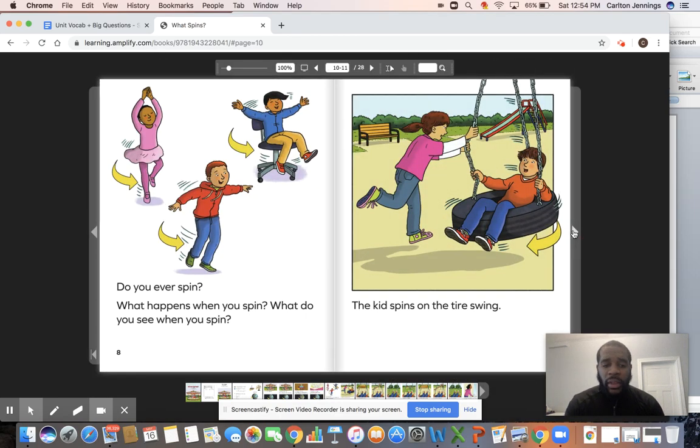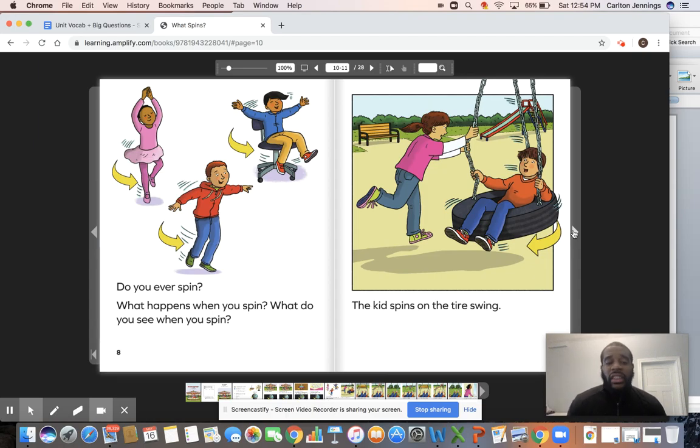Do you ever spin? What happens when you spin? What do you see when you spin? So if you take a second and spin around, then you'll see everything in the room that you're in. So if I spin all the way around, then I'll see everything in the room that I'm in. But if I keep spinning around over and over and over, I might get dizzy.